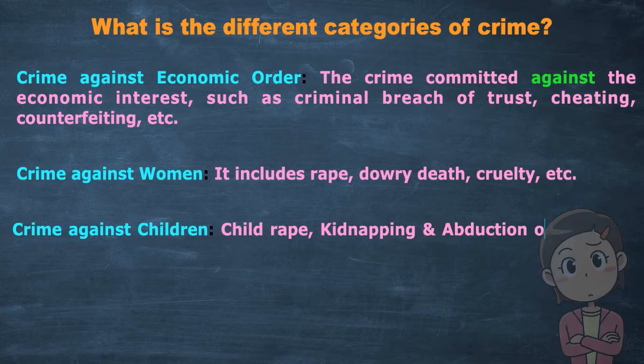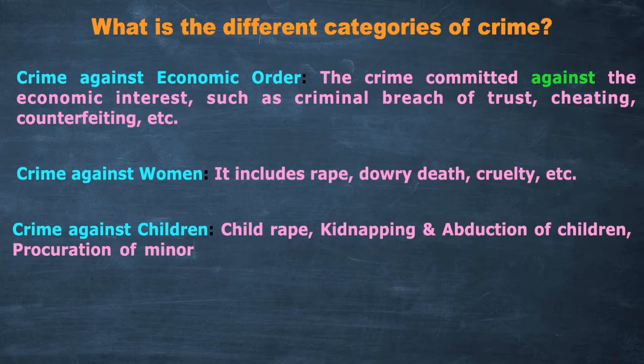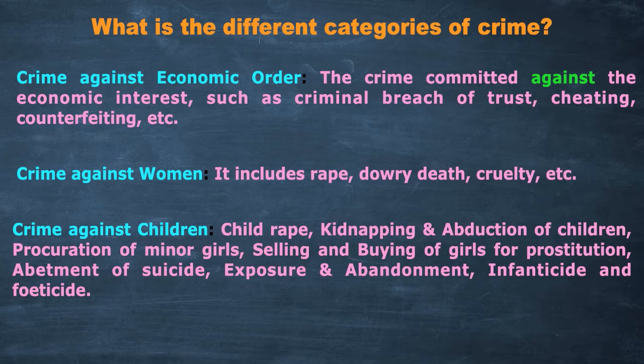Child rape, kidnapping and abduction of children, procuration of minor girls, selling and buying of girls for prostitution, abetment of suicide, exposure and abandonment, infanticide and fratricide. All these are categorized as crime against children.